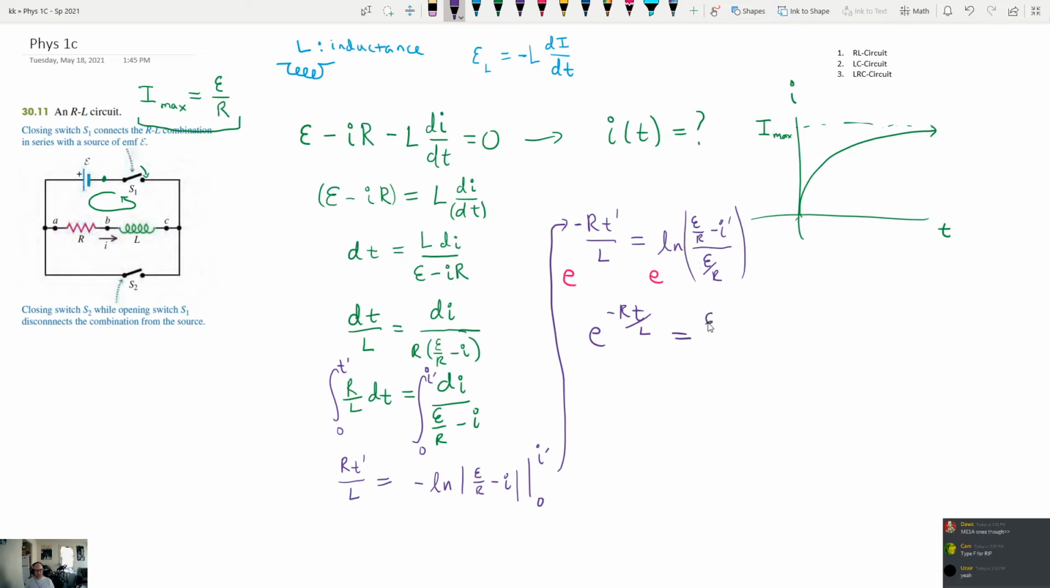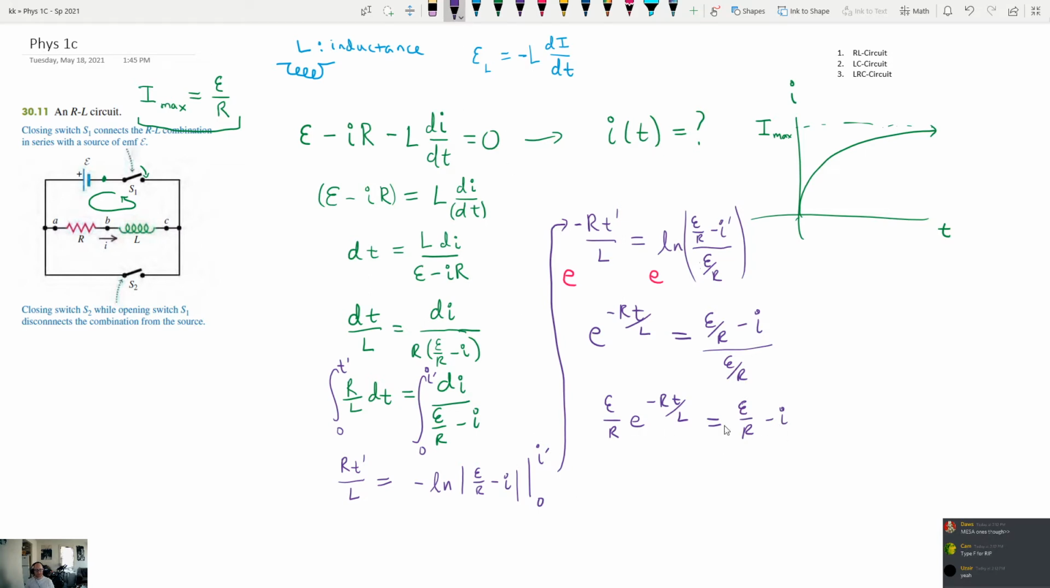So we're going to have E over R minus I prime divided by E over R. Multiply E over R to the left-hand side. Then we just have this equal to E over R minus I prime. And we're going to change the I prime to just an I. We could have done that in the previous line.